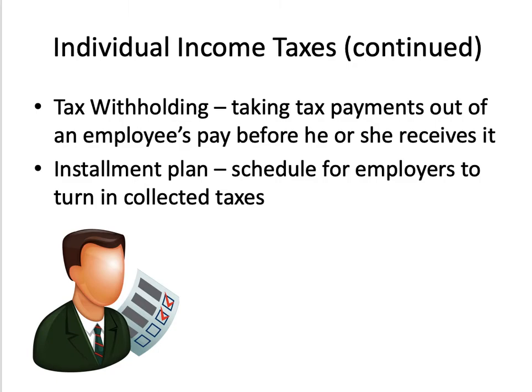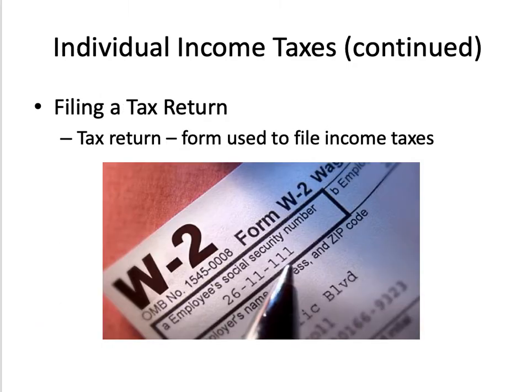and then they will be turning in this amount from all their employees on an installment plan. An installment plan is just a schedule of when the employer is supposed to turn in these gathered taxes to the federal government. Now, at the end of the year, if you have a job right now, you will be getting a W-2 form. And this W-2 form is designed to show how much money you made throughout the year.